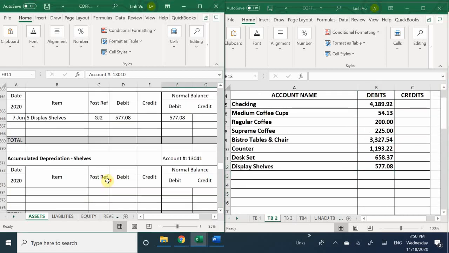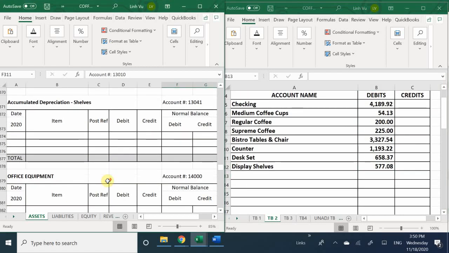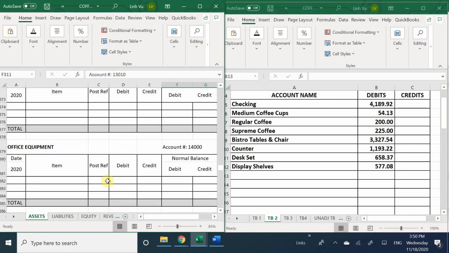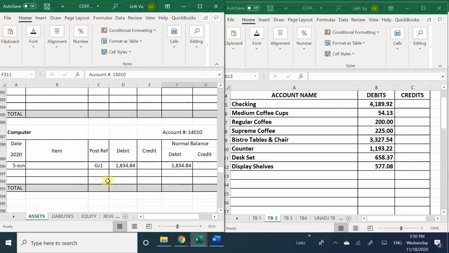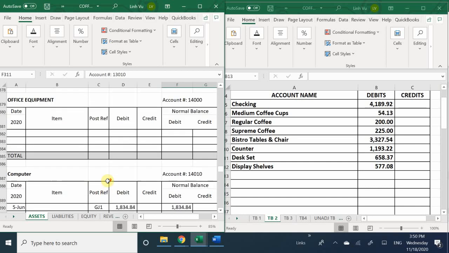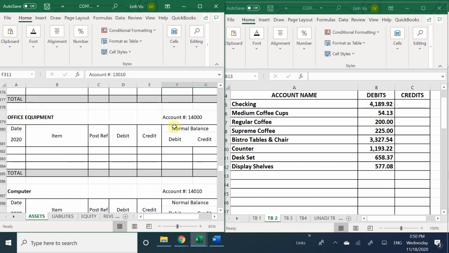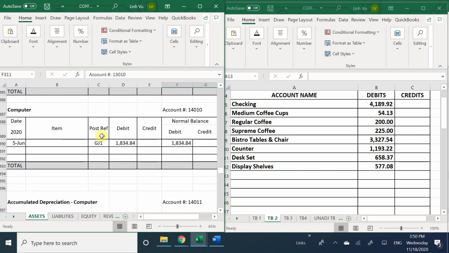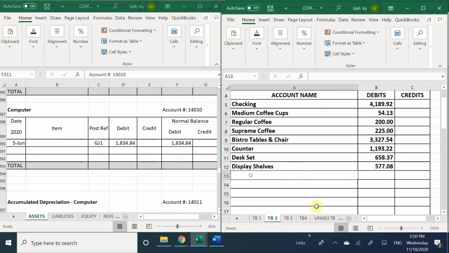Next I have here is going to be my office equipment. So, did I make any purchases of office equipment? Yes. Not in the main account, but in the category, yes. We bought a computer. We bought a printer and the cash register.